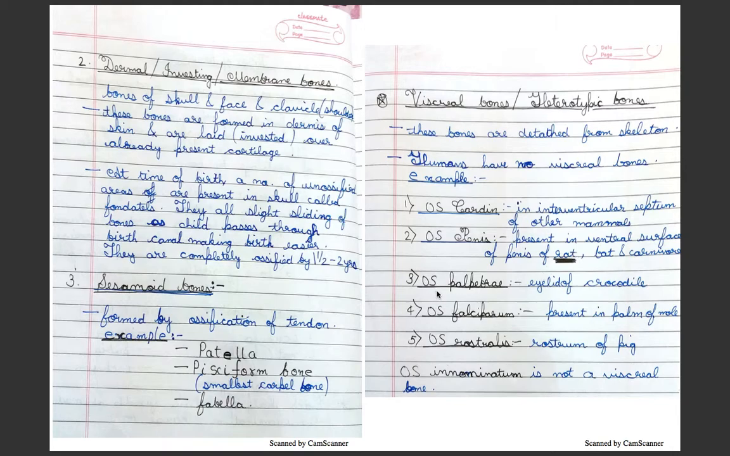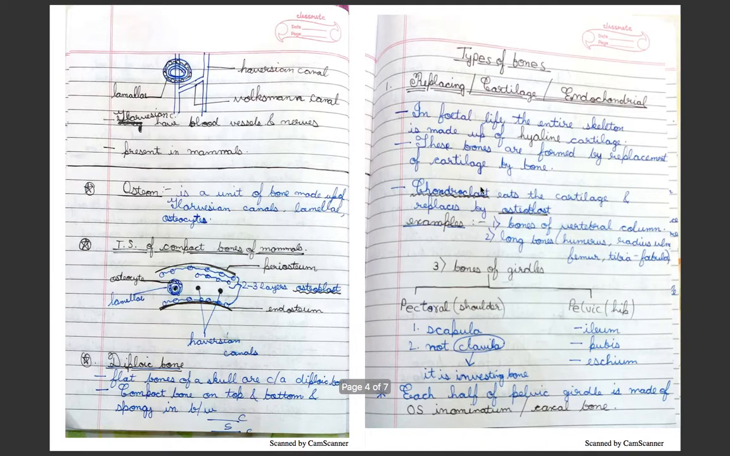And os palpebrae is in the eyelid of crocodile. Then os falciforme is present in the palm of mole. Os rostralis is present in the rostrum of pig, and os innominatum is not a visceral bone, it is a replacing bone. Os innominatum is the half of the pelvic girdle.